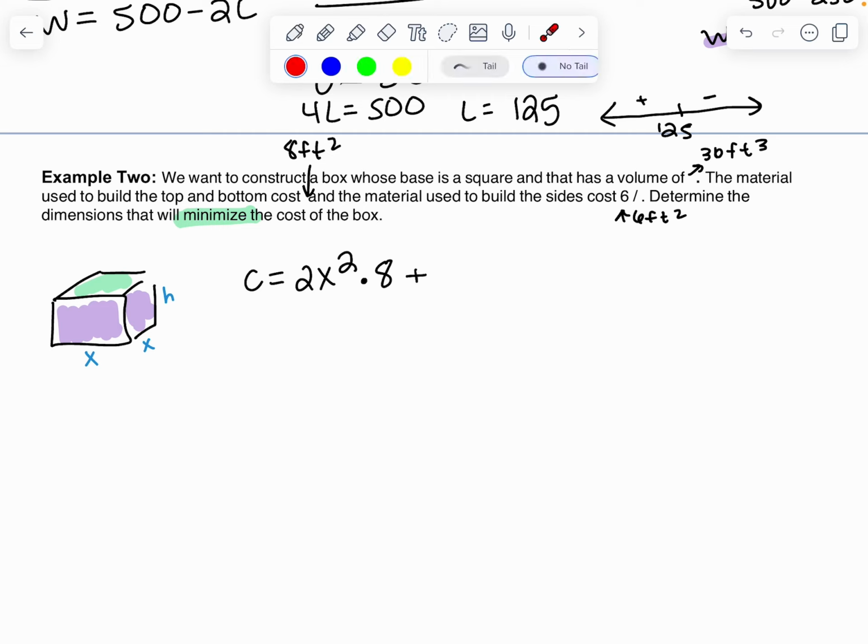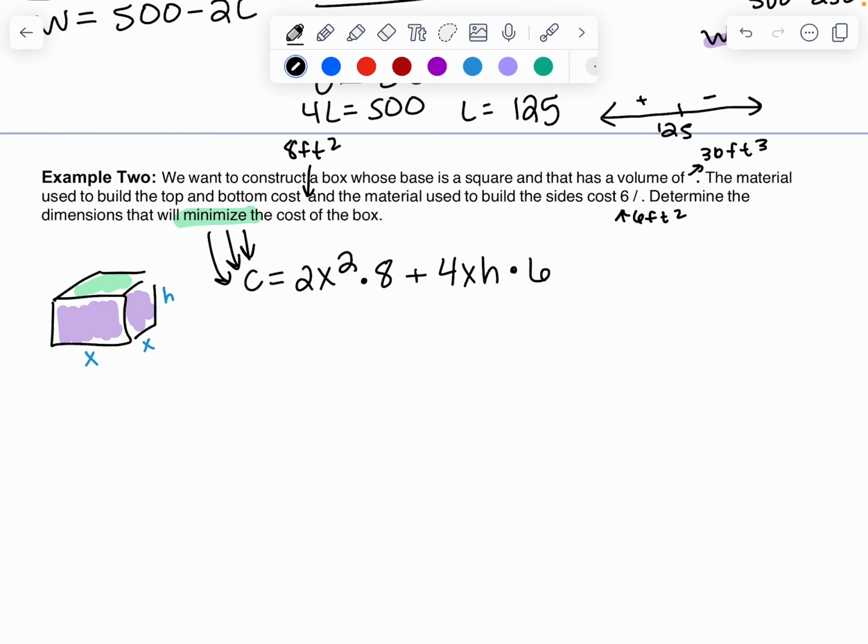Then to find the price of the sides, each side is represented by x, one of the base sides, times the height. And there are 4 of those, so it'd be 4xh. Then I multiply that by 6 because that's what the materials cost per foot squared on the sides. So this is my cost equation, and this is what I'm trying to minimize.